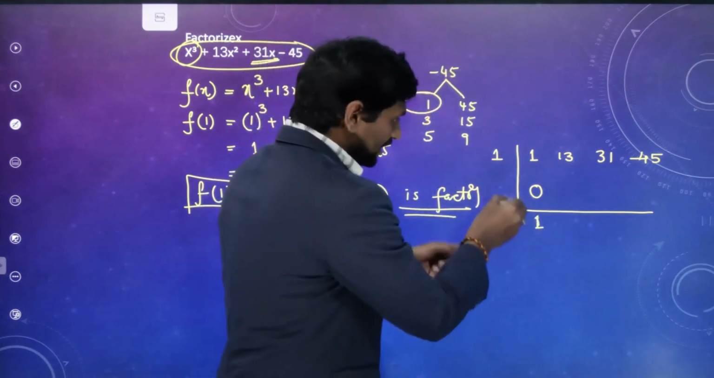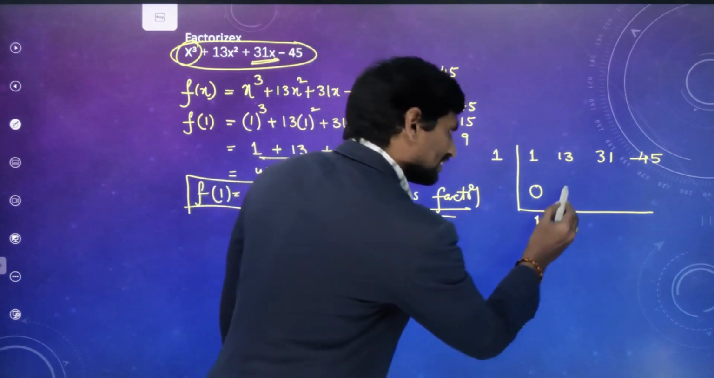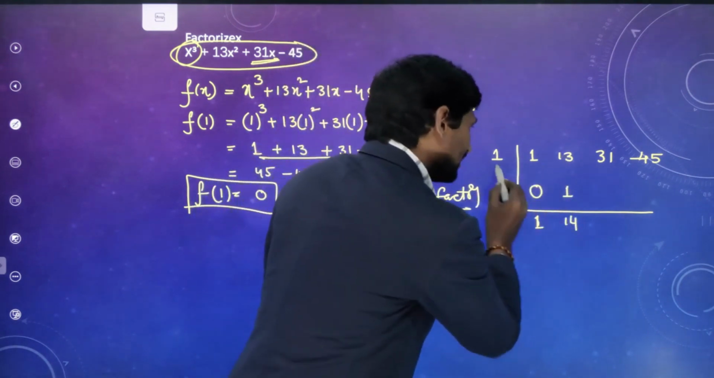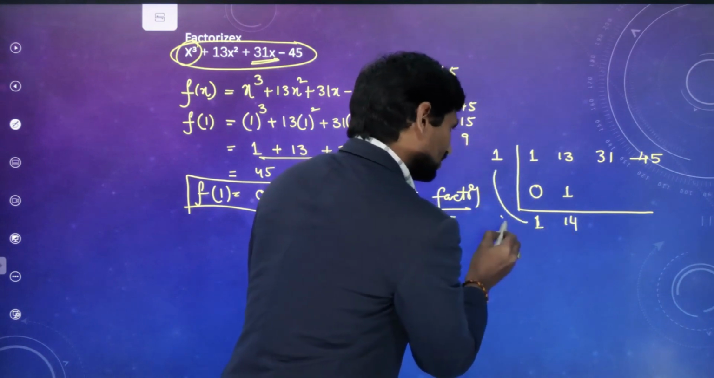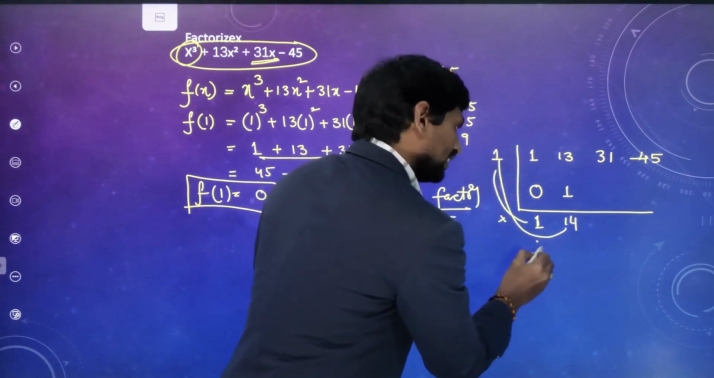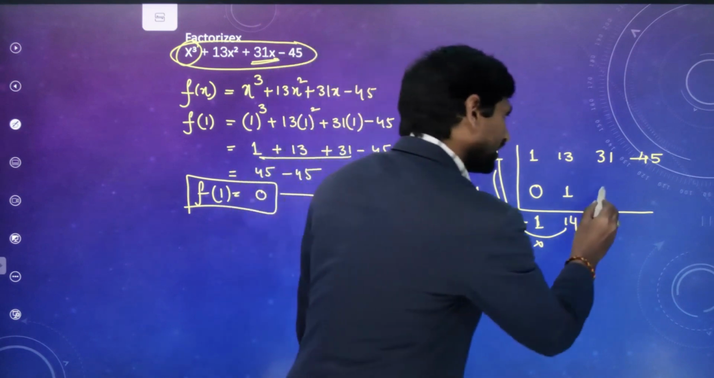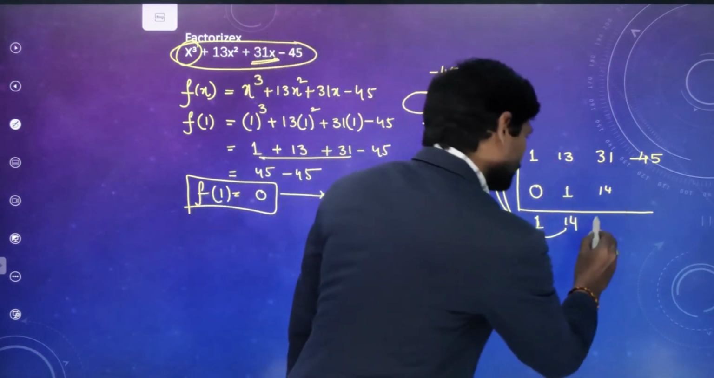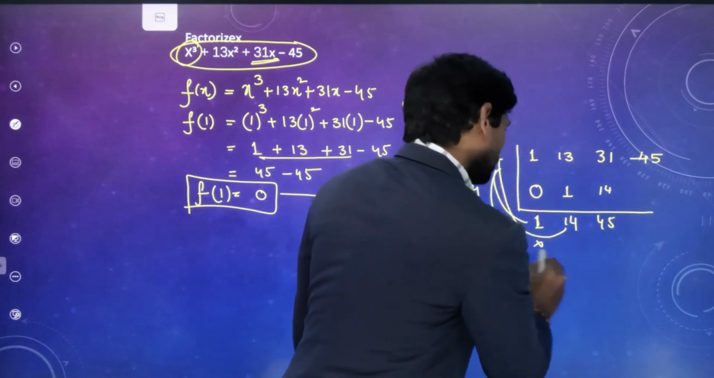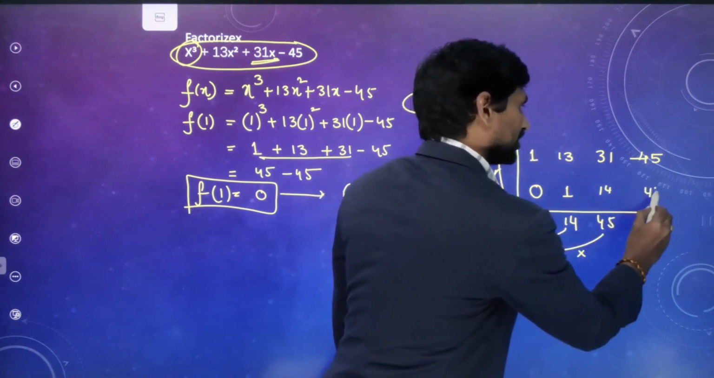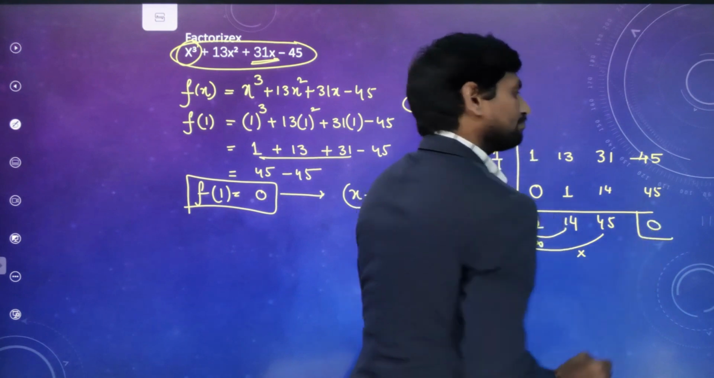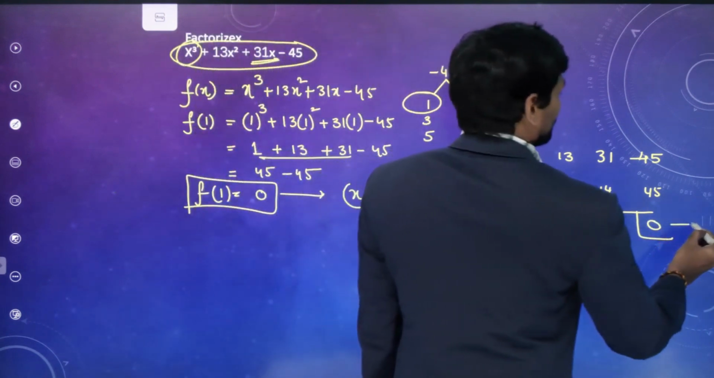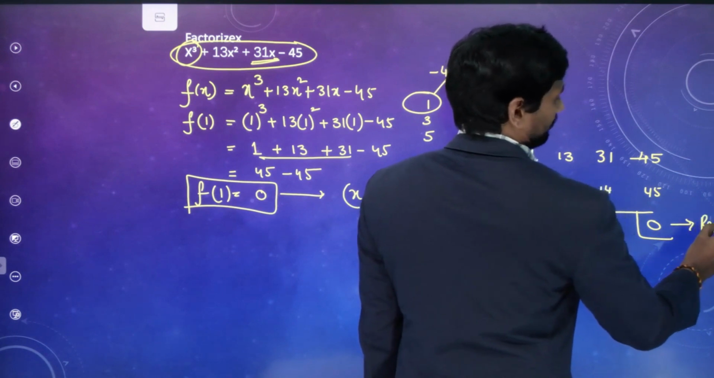Now multiply each one with 1. So 1 ones are 1, and 13 plus 1 becomes 14. Again, 14 ones: first 1 into 1, next 1 into 14, and that 14 result you have right here. Next, 31 plus 14 becomes 45. 1 into 45 is 45. Minus 45 plus 45 becomes 0. So this 0 is nothing but the remainder.